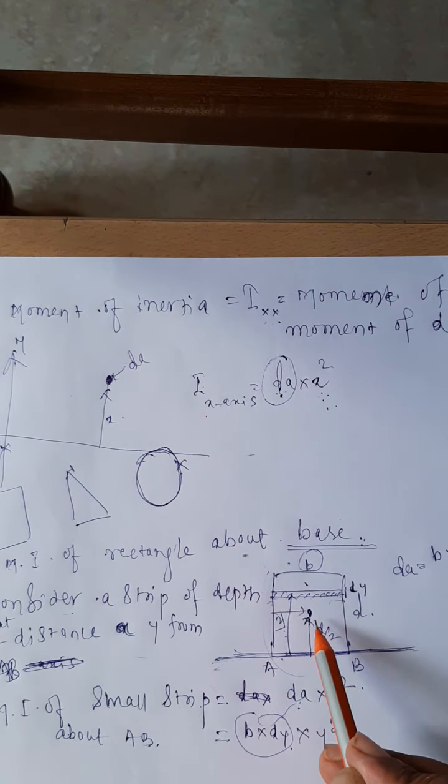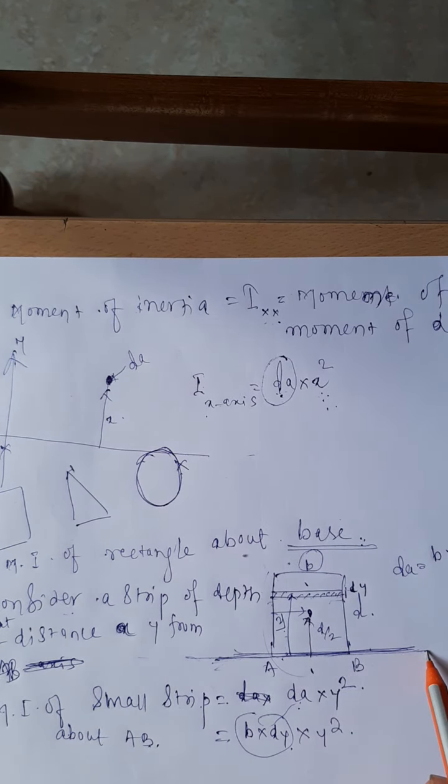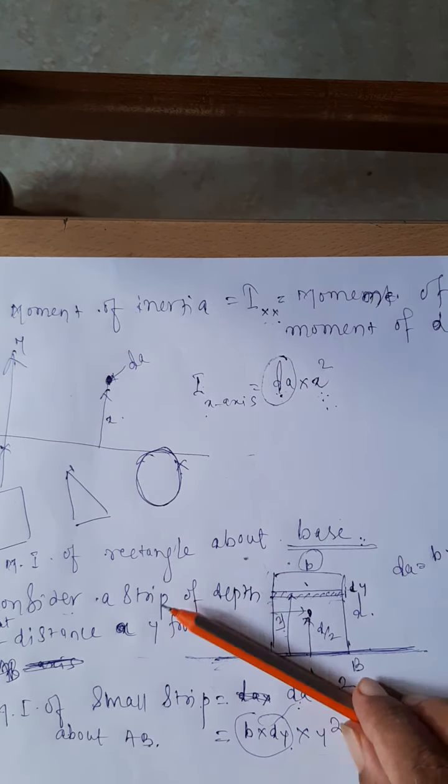But I want the whole figure's moment of inertia about the line AB. What I need to do? Carry this strip from top to the bottom. That time the value of y changes from what? The value of y changes from y is equal to d to y is equal to 0.